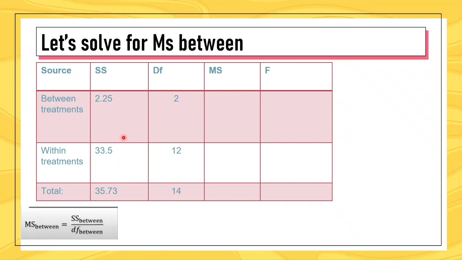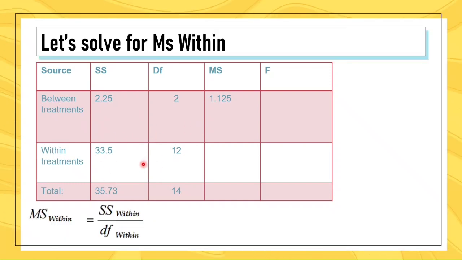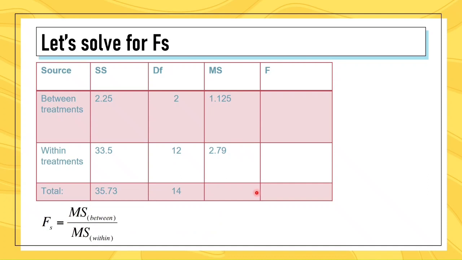So here you just have to divide it. 2.25 divided by 2 is equal to 1.125. Here you have to divide the 33.5 by 12 to get 2.79. The FS, which is the F statistic, you have to divide 1.125 by 2.79 to get 0.40. So let's proceed to the next.